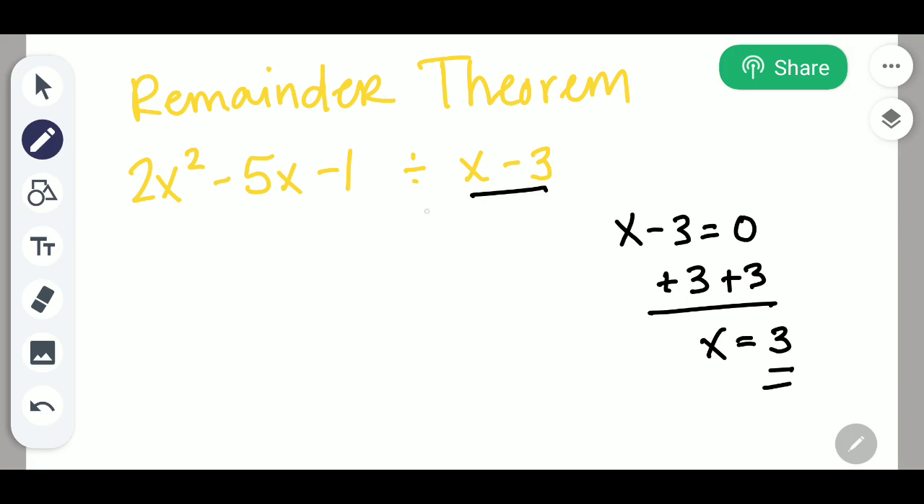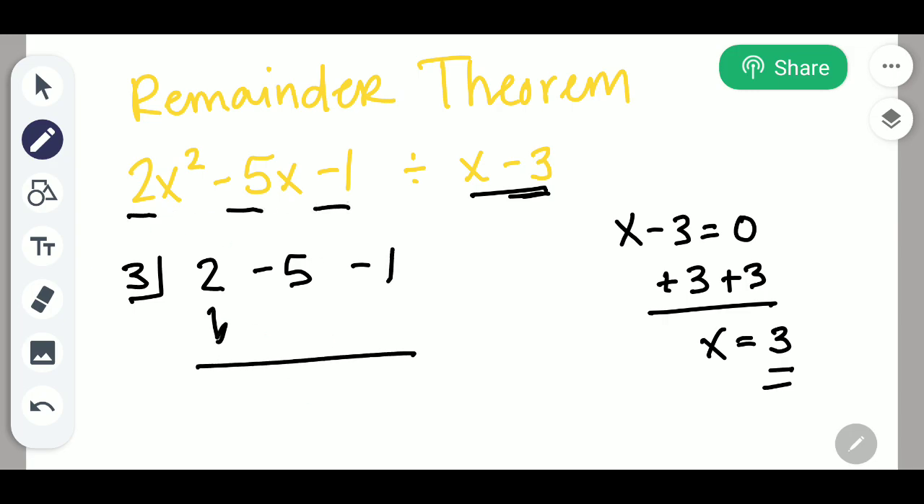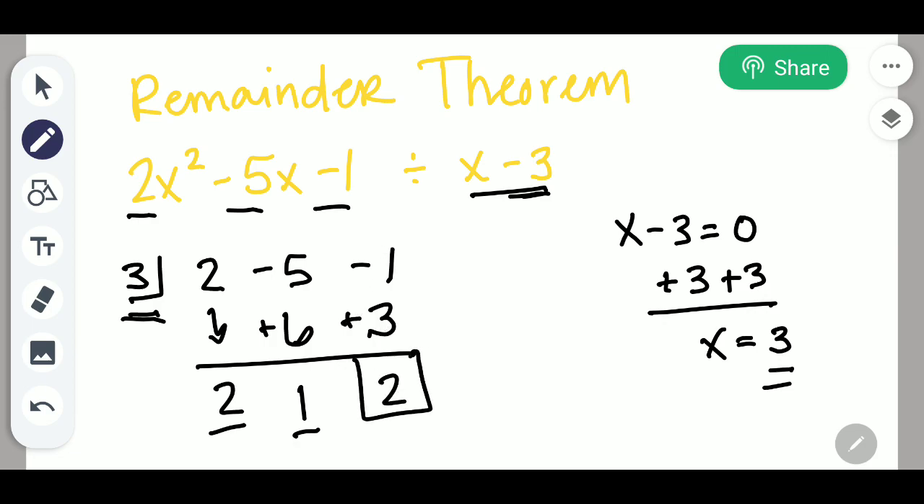So first of all, if I do synthetic division, you take the opposite of this number here. So 3. Bring down your coefficients: 2, negative 5, negative 1. Bring down my 2. And then I do 3 times 2 gives me 6. Add down. I get 1. 3 times 1 gives me 3. Add down. And I get 2. So my remainder should be 2.